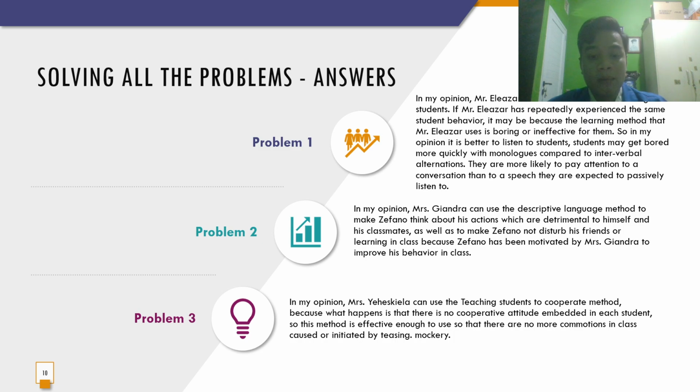My answer for problem 3 is, in my opinion, Miss Yeheskela can use the teaching students to cooperate method, because what happens in the class is that there is no cooperative attitude embedded in each student, so this method is effective enough to ensure there are no more commotions in class caused or initiated by teasing and mockery.